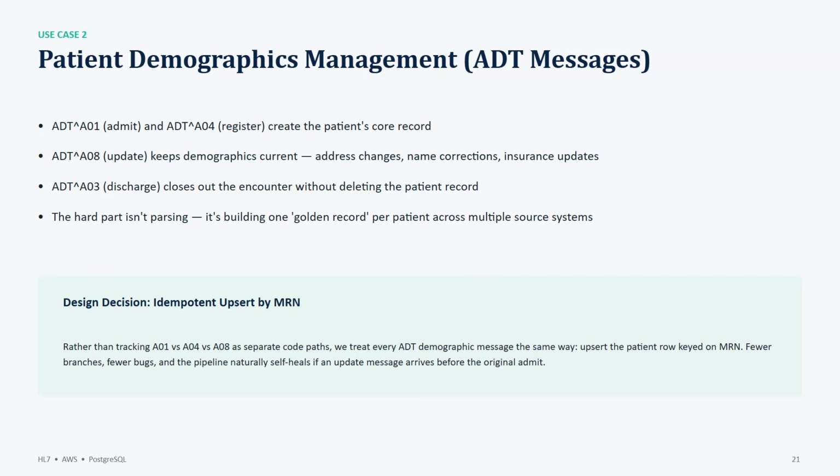So my approach is, don't overthink the branching logic. Treat every demographic-carrying ADT message the same way: upsert by MRN. It's simpler and it naturally handles messages arriving out of order.